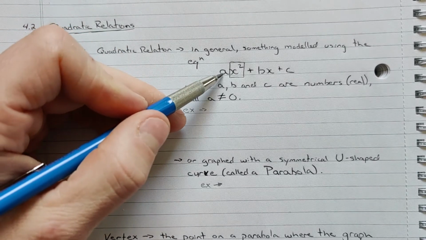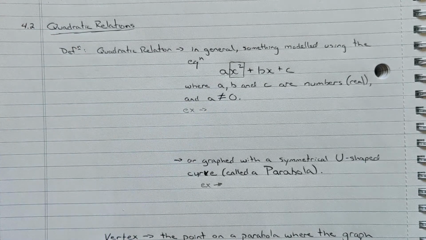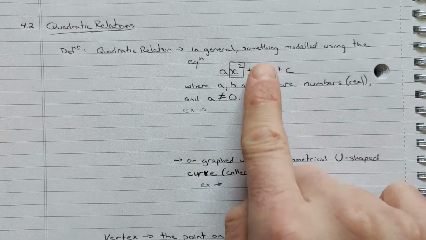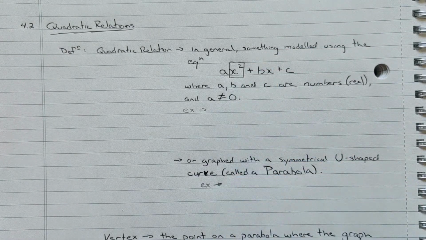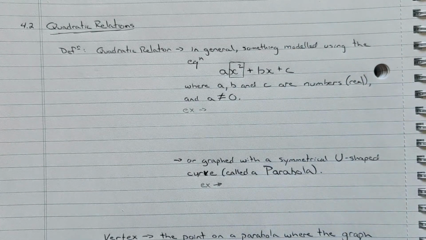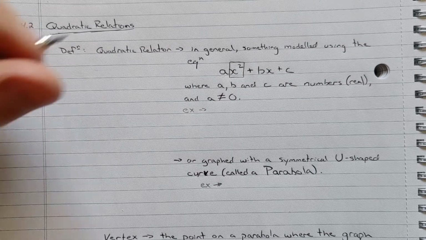So the a value can't be 0, because if it was 0, we wouldn't have an x squared. So it can be any real number other than 0. B and c could be any number including 0. If there's 0, then we would just have ax squared, or maybe we have ax squared plus c, or maybe ax squared plus bx. But we always have to have that a value. The b and c are not necessary. So some quick examples here.